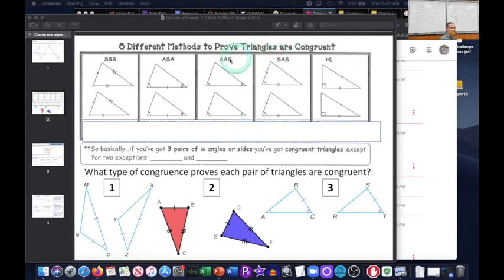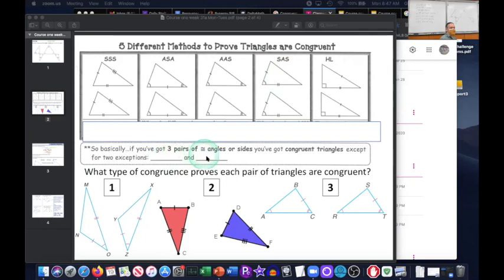Okay, and again, notice the order of these letters. That's why we use the letters S and A. The only one that's different than the other 4 is the one we started with a couple weeks ago. If we have 2 right triangles and a hypotenuse and a leg are the same, then the right triangles are congruent. Okay, so notice some combinations of letters are not one of the 5 methods.